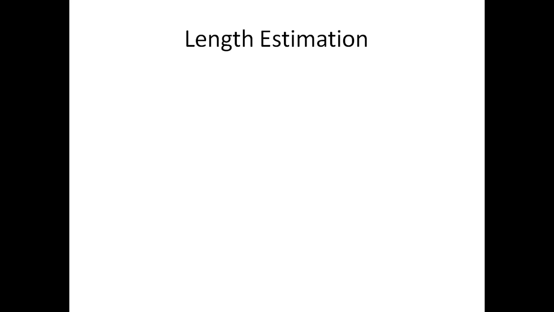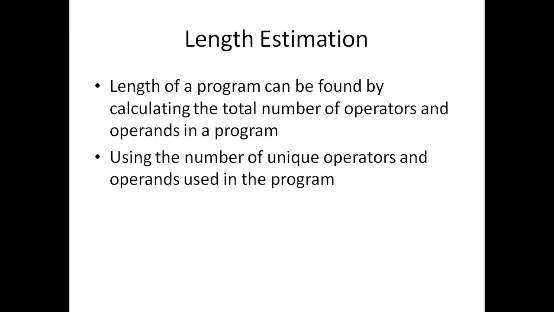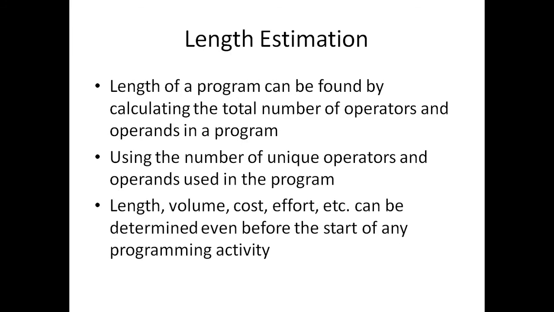The next is length estimation. The length of a program, we have already seen, can be found by calculating the total number of operators and operands. We have already seen that capital N equals N1 plus N2. But that is not a good approach. So Halstead determined the length of a program using the number of unique operators and operands used in the program. There is a derivation for that, but you need not learn the derivation. He calculated that N equals eta 1 log eta 1 plus eta 2 log eta 2.